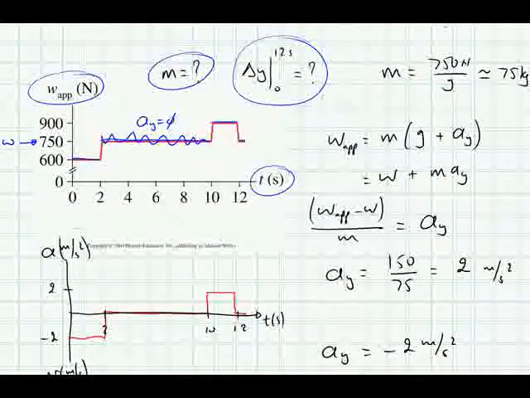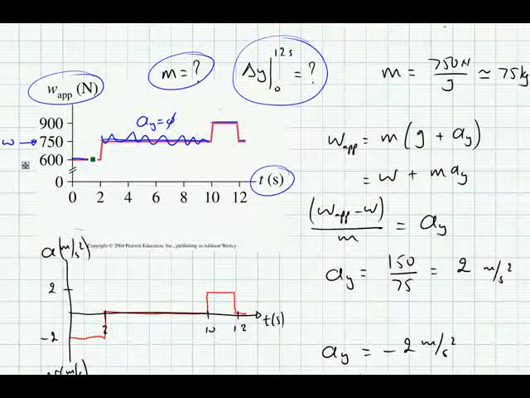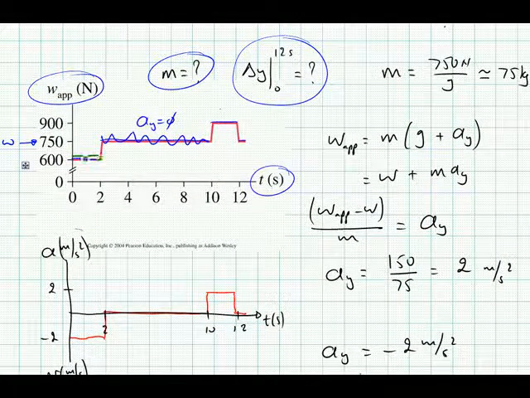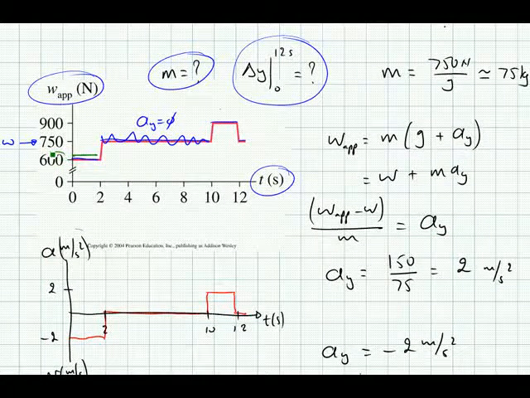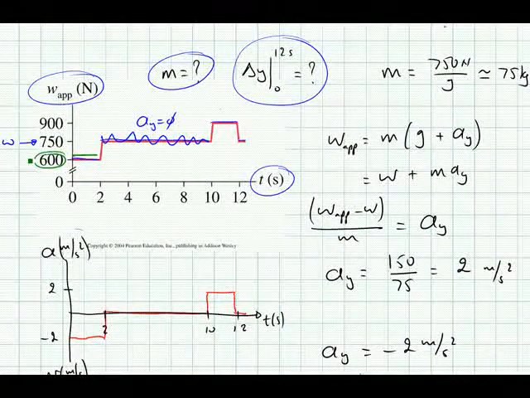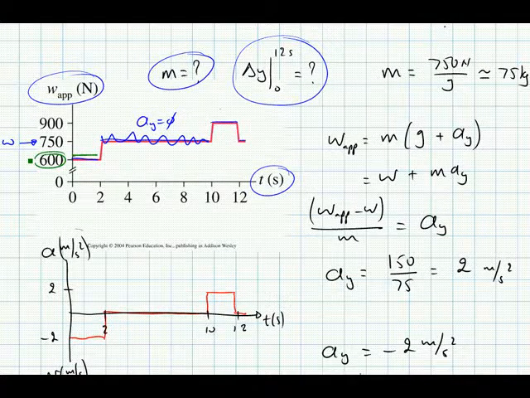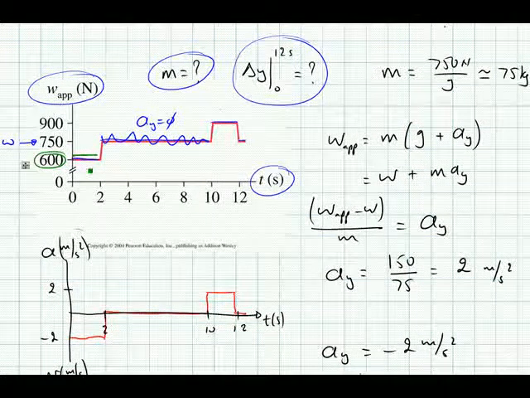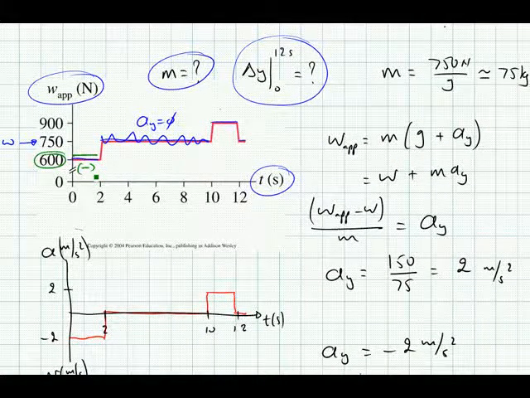Well, by looking at this diagram, we are actually moving down, because when the elevator first starts, in this green region here, our apparent weight is lower than our weight. That's 600 newtons versus 750 newtons, which means there's an acceleration, a negative acceleration downwards.